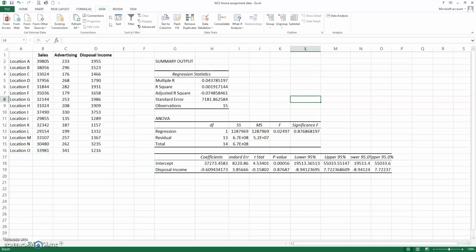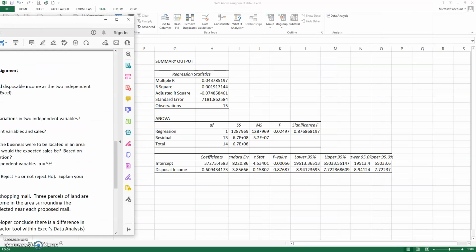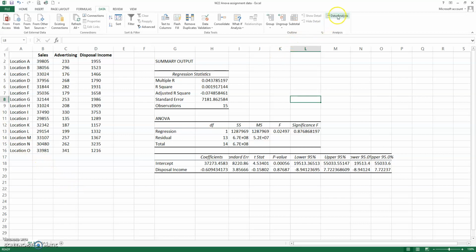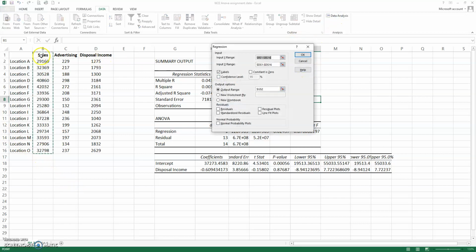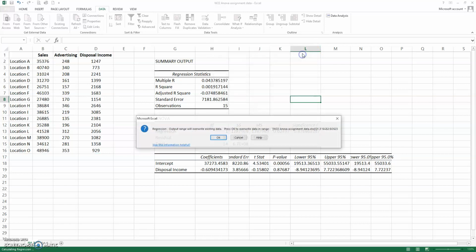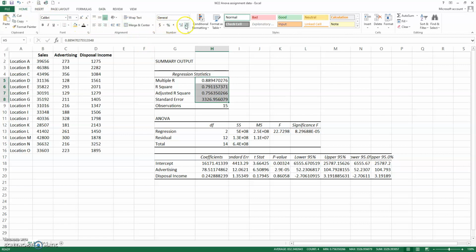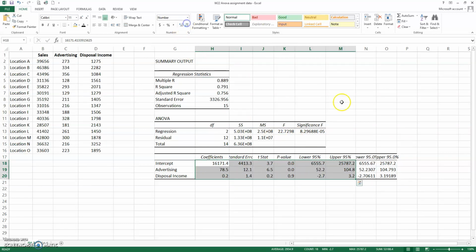Question 3 has us, let's turn to question 3 here, looking at sales versus both independent variables. So to do that, back to Data Analysis, Regression, and for the X variables, we're going to highlight both of them. And let's just place it all there again. So we can reduce this. We can reduce some of these in here as well, to make it easier to read.